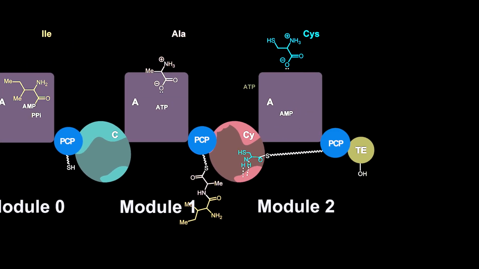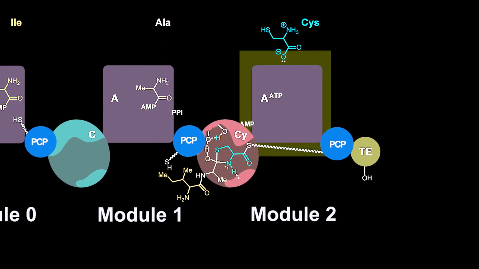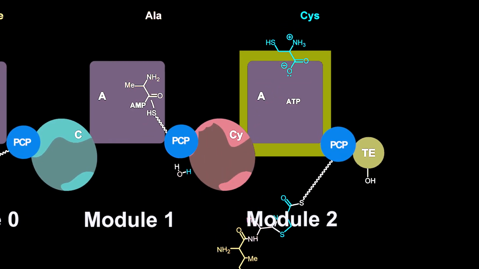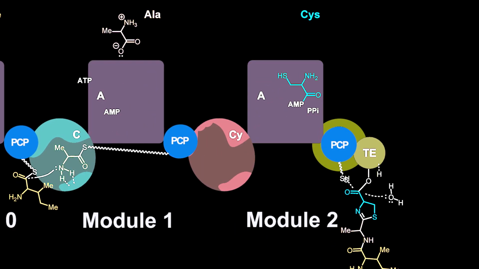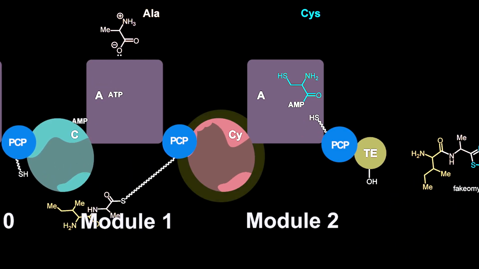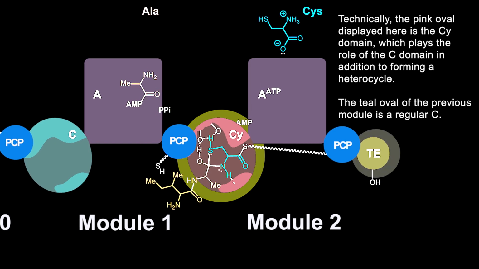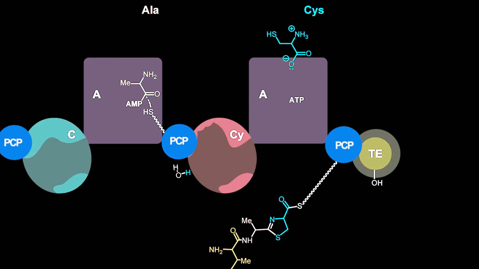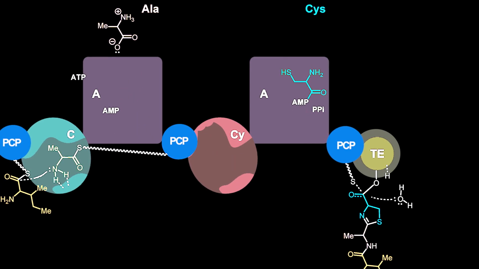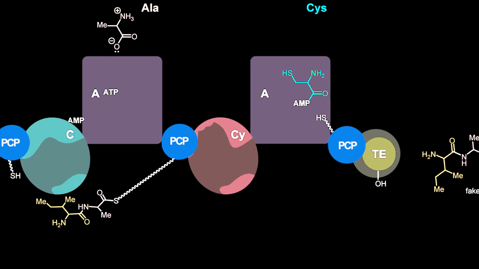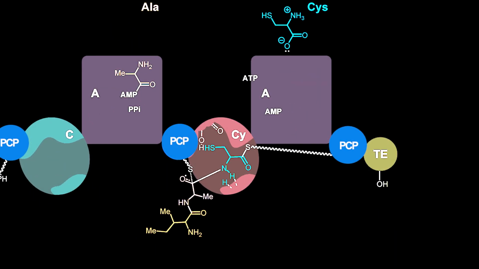Then we can repeat. In the next module, the A domain selects the next amino acid using an ATP, the PCP domain takes it, then the C domain causes the molecules to join together. Finally, the thioesterase domain can either catalyze the release of the peptide or, like PKS, do macrocyclization.